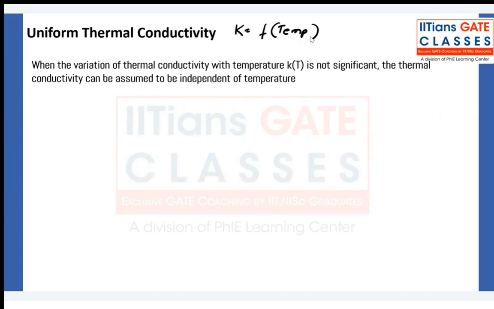Chalo, theek hai. So if conductivity is a function of temperature, but the variation of thermal conductivity with temperature is not significant, then what can we do? We can assume it as independent of temperature. It is our assumption. Of course it changes, but if the change is not significant, then we can assume that it is independent of temperature. Then in that case, what do we do?